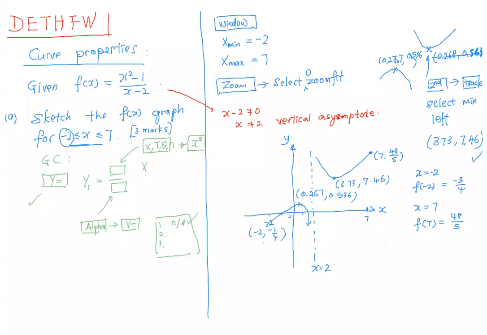So this is the stationary point. You get me? That is called sketching the graph. Okay, now, from the graph you can know the stationary point.